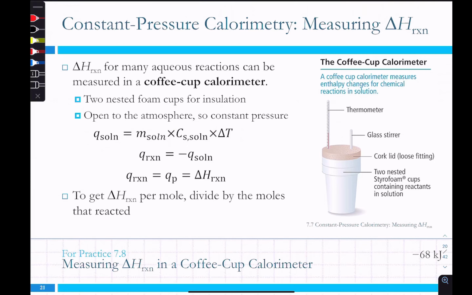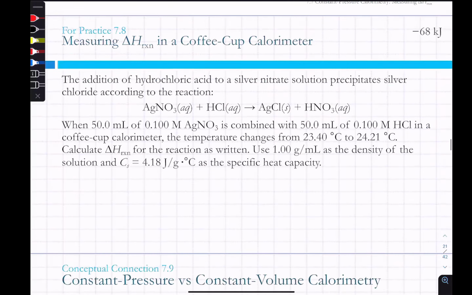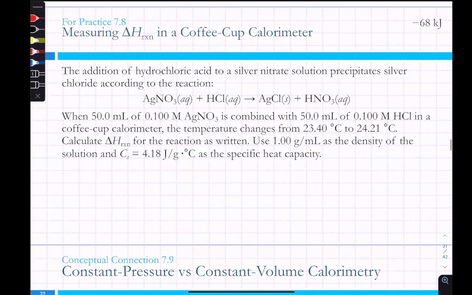And then that Q of reaction is going to be the Q, or heat, of the constant pressure calorimetry, which is that Q sub P. So the heat under constant pressure, which is the same as delta H of reaction. So all 3 of those things are equal. So if you calculate this, Q of solution, make that negative, that's your Q of reaction, and also your delta H of reaction. So it makes it kind of easy, makes it convenient to calculate.